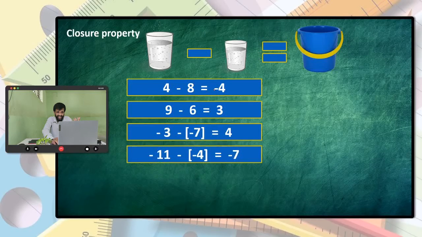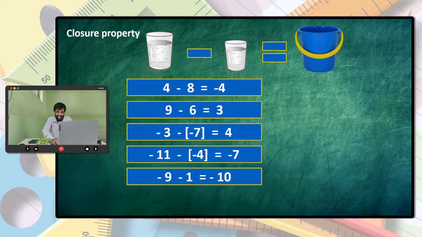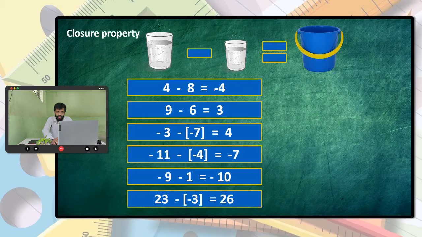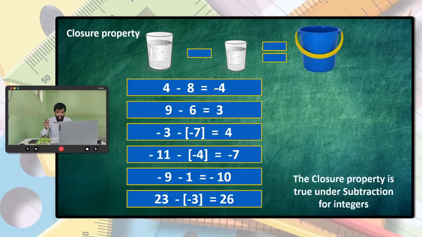Same way, minus 11 minus 4, result is minus 7, again an integer. Minus 9 minus 1 gives me minus 10, again an integer. 23 minus 3 gives me 26, again an integer. So the closure property is true under subtraction for integers also. So closure property holds true for addition, closure property holds true for subtraction too.